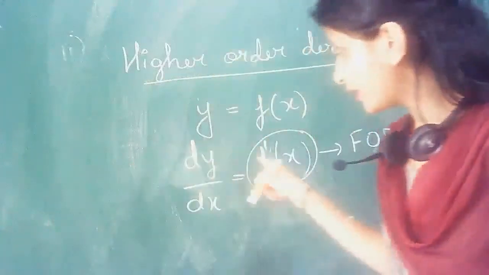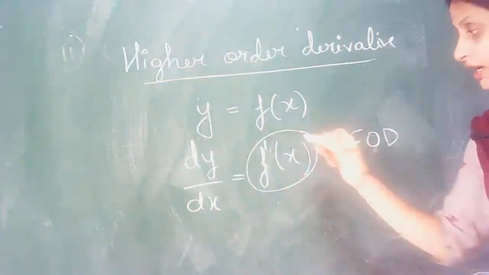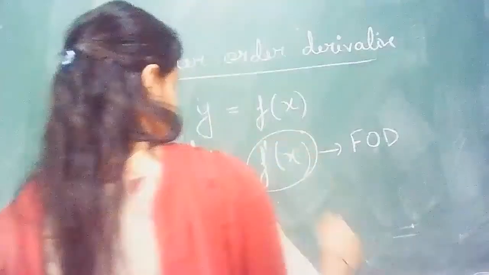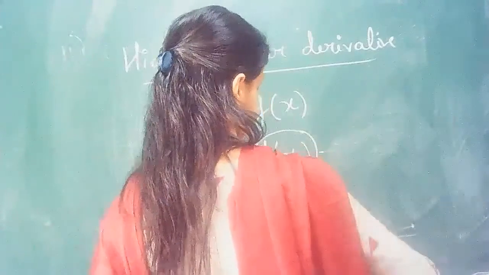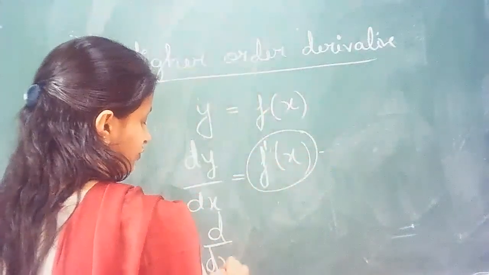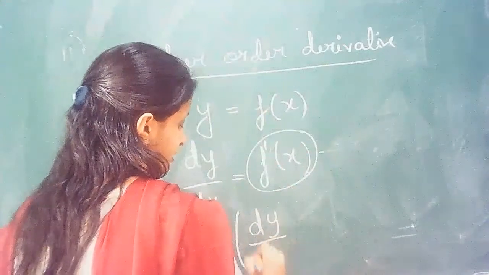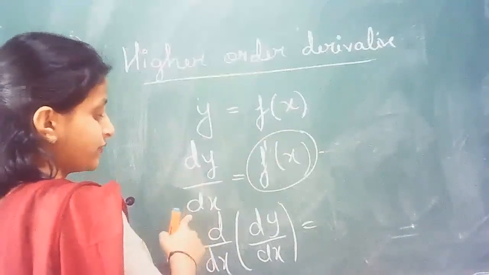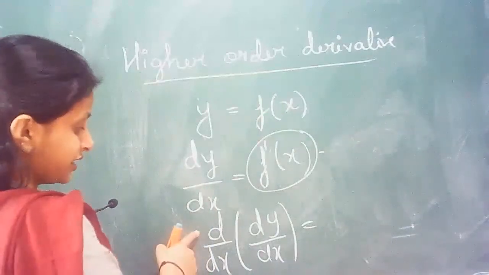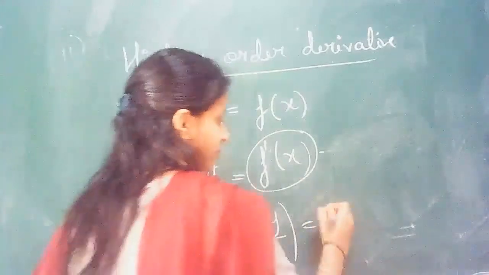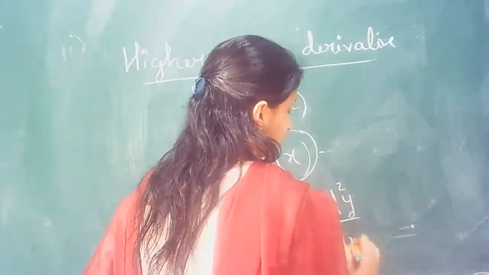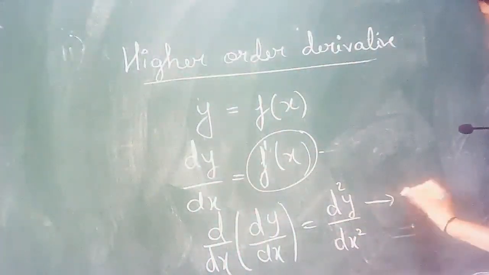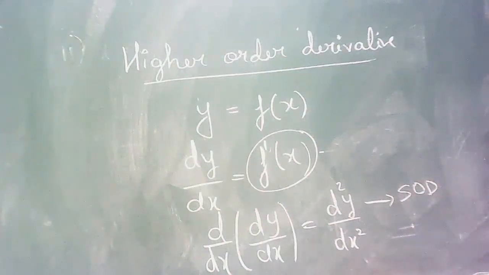Now, if this f dash of x is differentiable, meaning if we can differentiate it once again, then we can differentiate that. That is d by dx of dy by dx. This dy by dx is the first order derivative. You are differentiating it again with respect to x. That is d by dx of dy by dx. This can be written as d square y upon dx square. And this is nothing but the second order derivative.